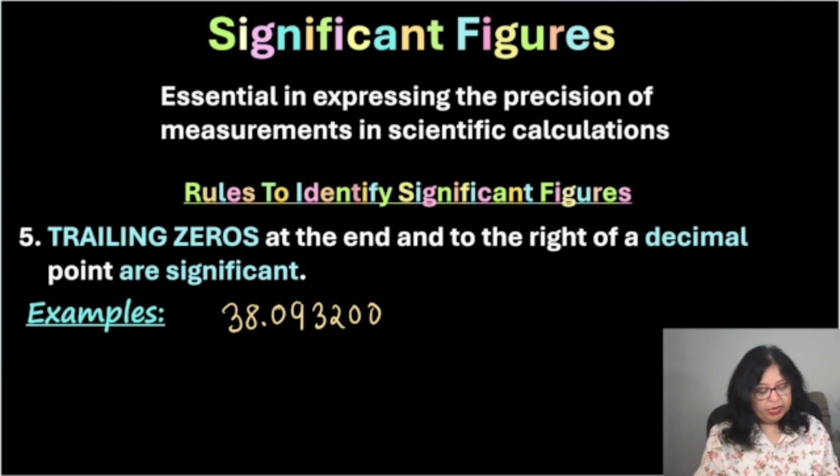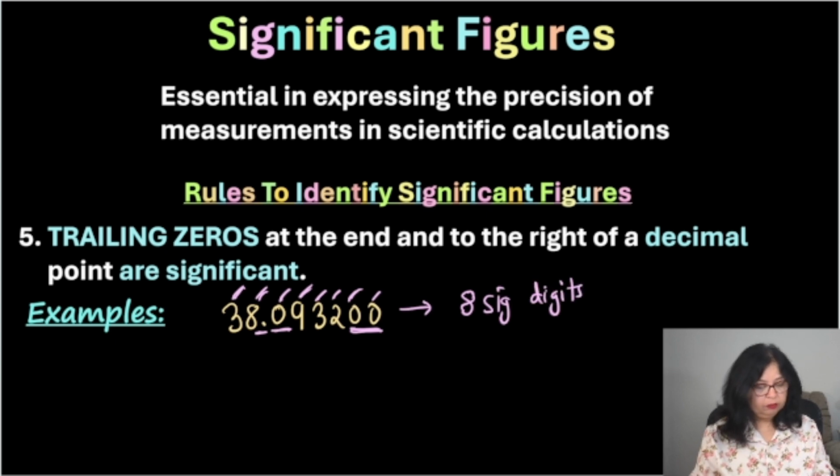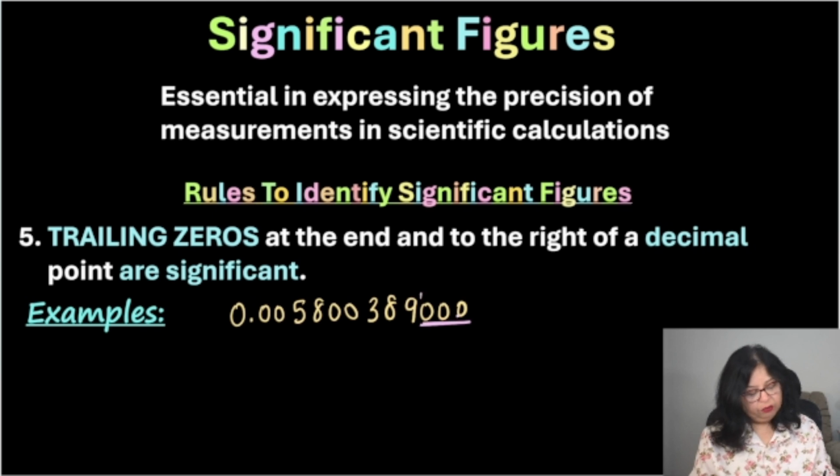Next we have 38.093200. Again, these are trailing zeros to the right of a decimal point and therefore significant. And this zero over here, it's a captive zero and is significant. So this number has 1, 2, 3, 4, 5, 6, 7, 8. Okay, I lost count. 1, 2, 3, 4, 5, 6, 7, 8. 8 significant digits. Easy breezy so far? Next we have, here we go, these 3 are trailing zeros, right?